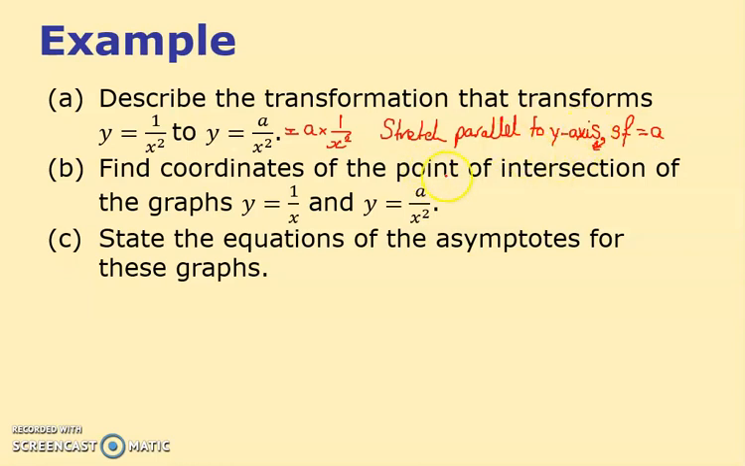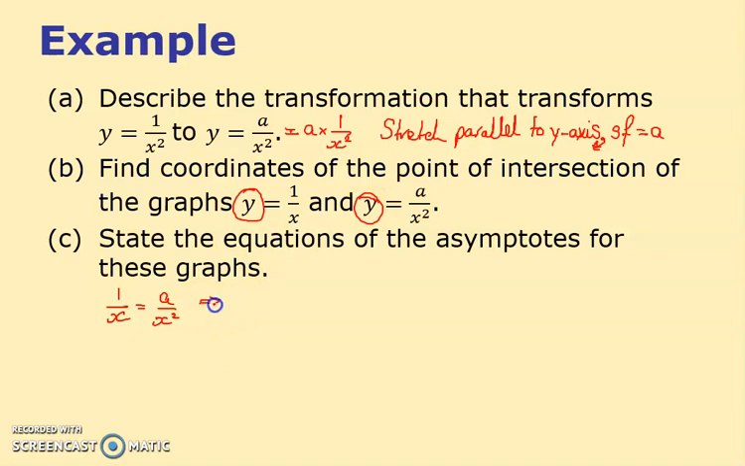Find the coordinates of the point of intersection of the graphs y equals 1 over x and y equals a over x squared. Now, whenever you want to find the coordinates of points of intersection of two graphs, which say y equals this and y equals that, you can say this equals that. That's what we're going to do. We're going to say 1 over x equals a over x squared. Now it's not very nice, because I've got a's, but that's what I've got to do really.